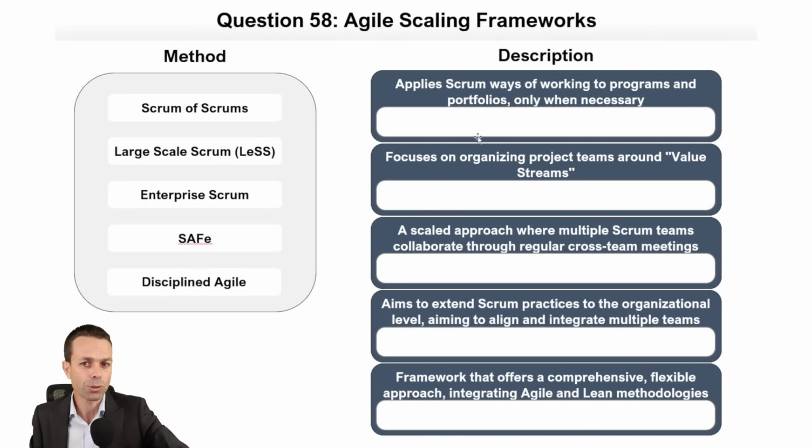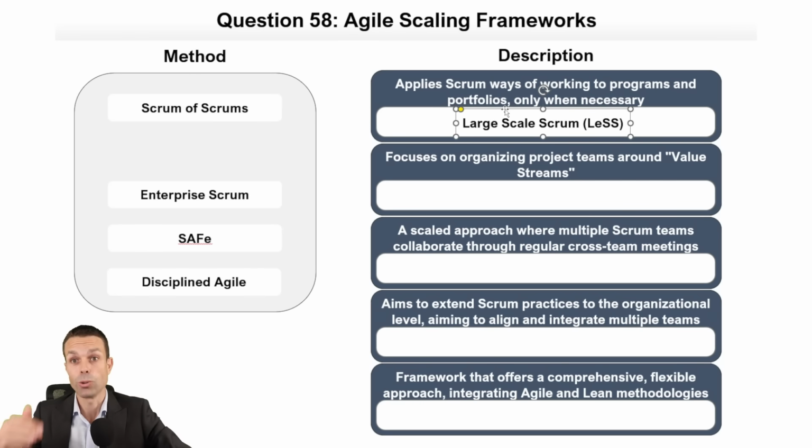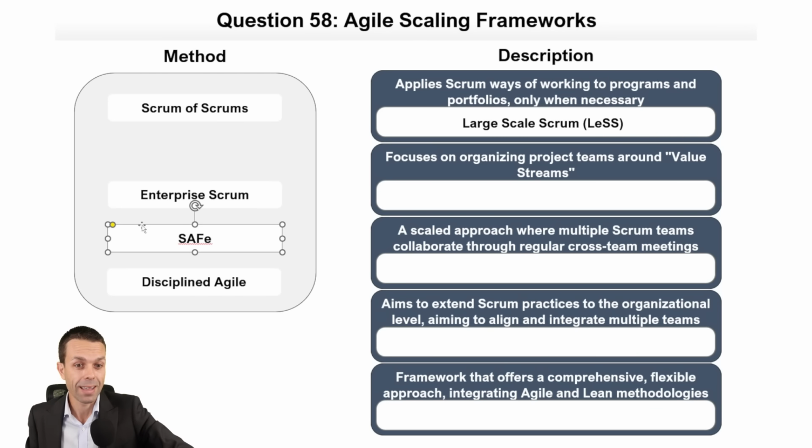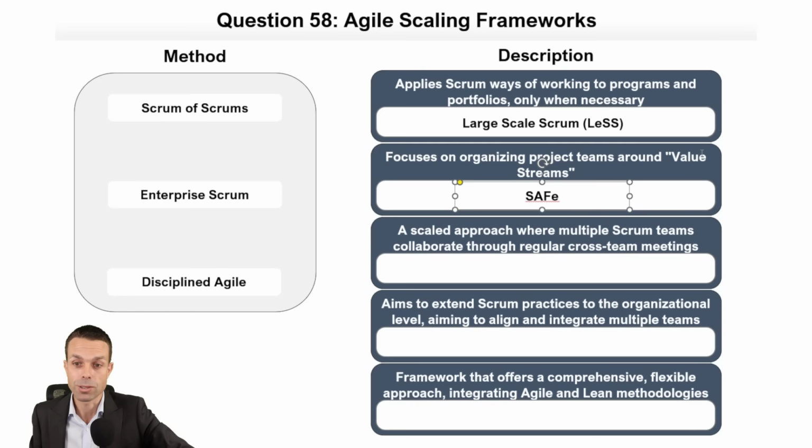If we apply Scrum ways of working to programs and portfolios only when necessary, that is going to be our large-scale Scrum, because LeSS, or large-scale Scrum, actually recommends that we don't use a scaling method unless we absolutely have to. Now, if we focus on organizing project teams around value streams, that's going to be our Scaled Agile Framework, or SAFe. They use the value streams method, which again came from the Toyota Production System, or Lean.